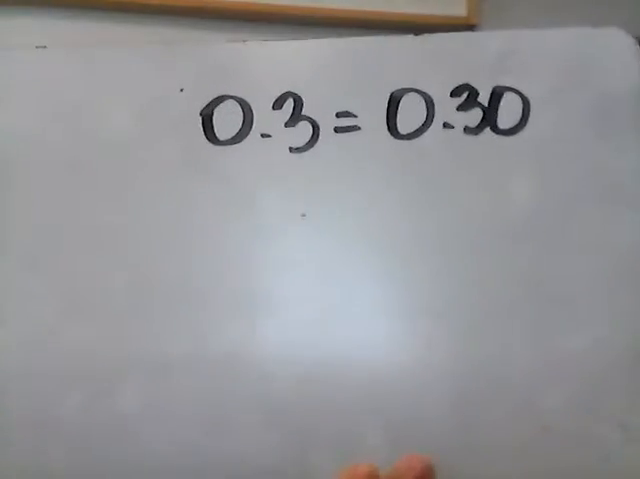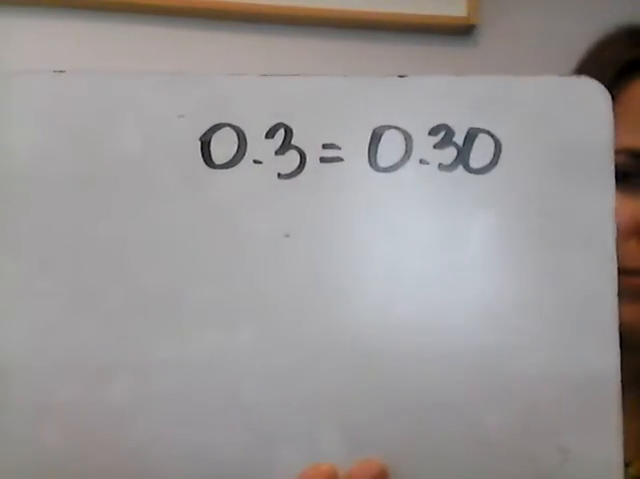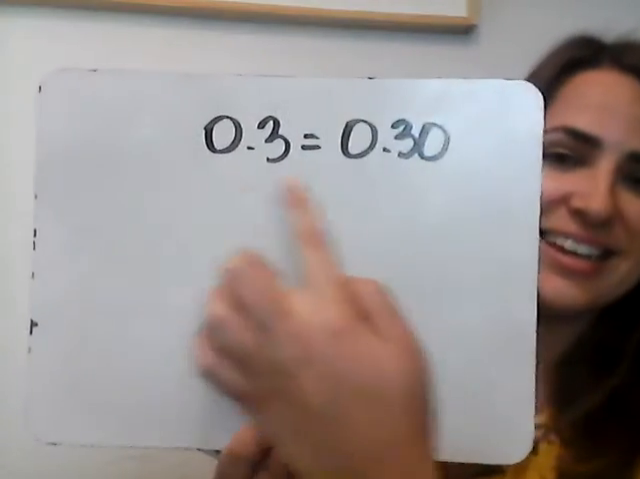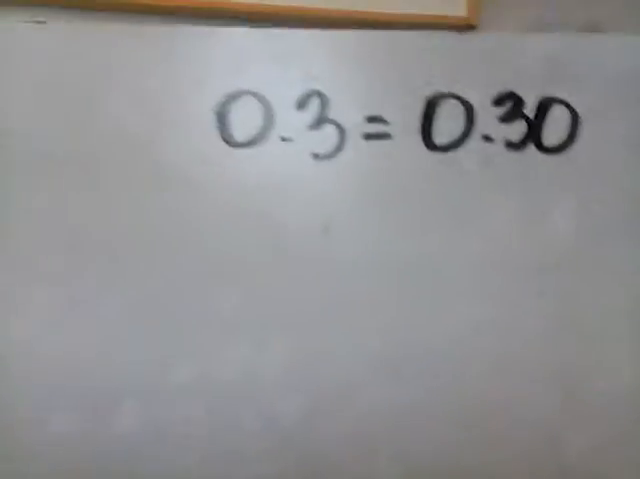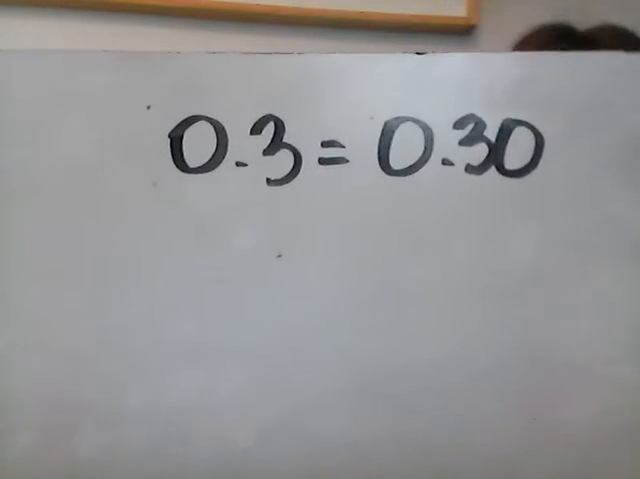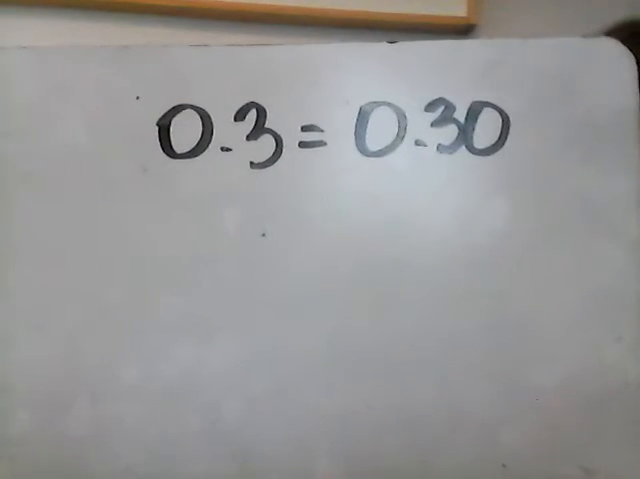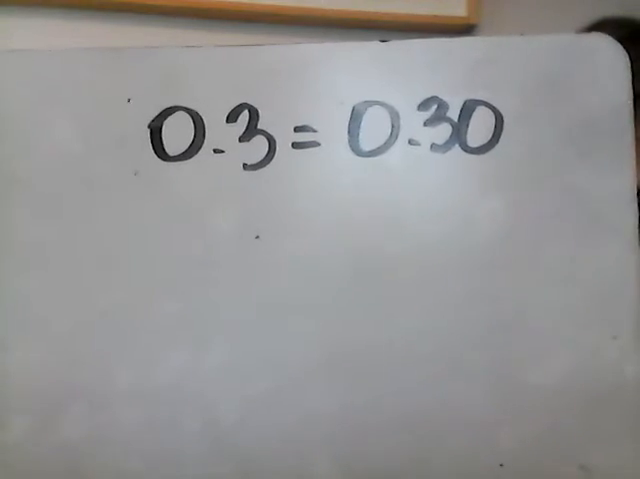All right, you guys. So again, we're looking at equivalence between tenths and hundredths. So it only makes sense to start off with this. Do you think this equation, 3/10, is equivalent to 30 hundredths? Do you think this is true?